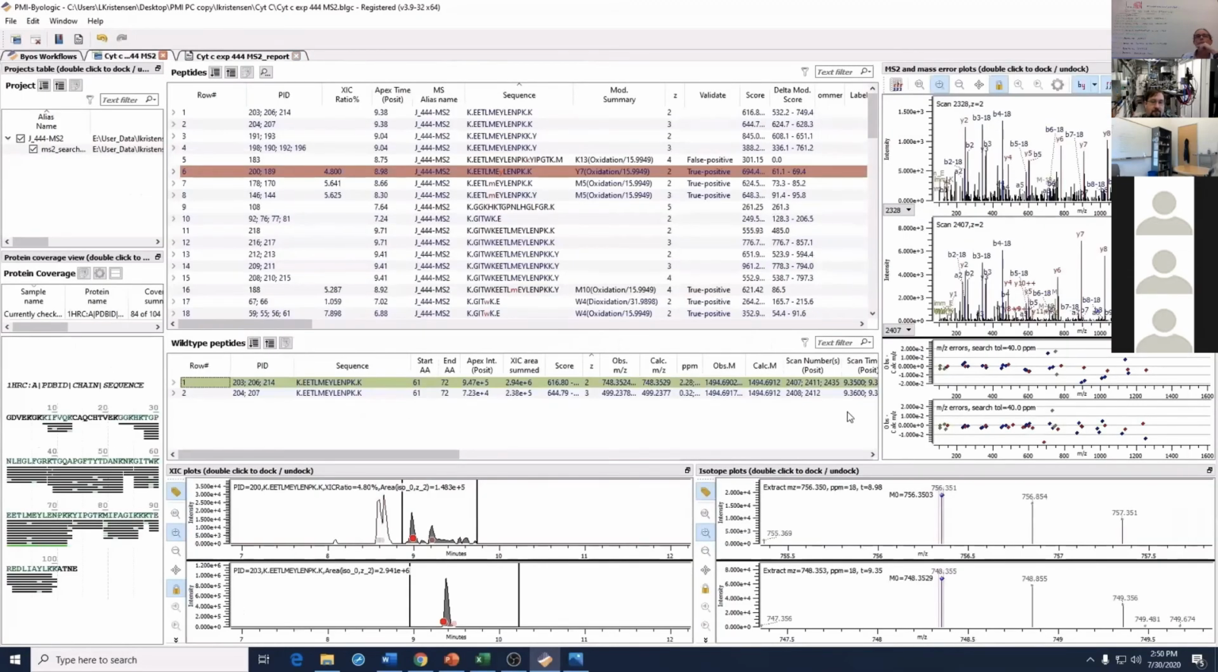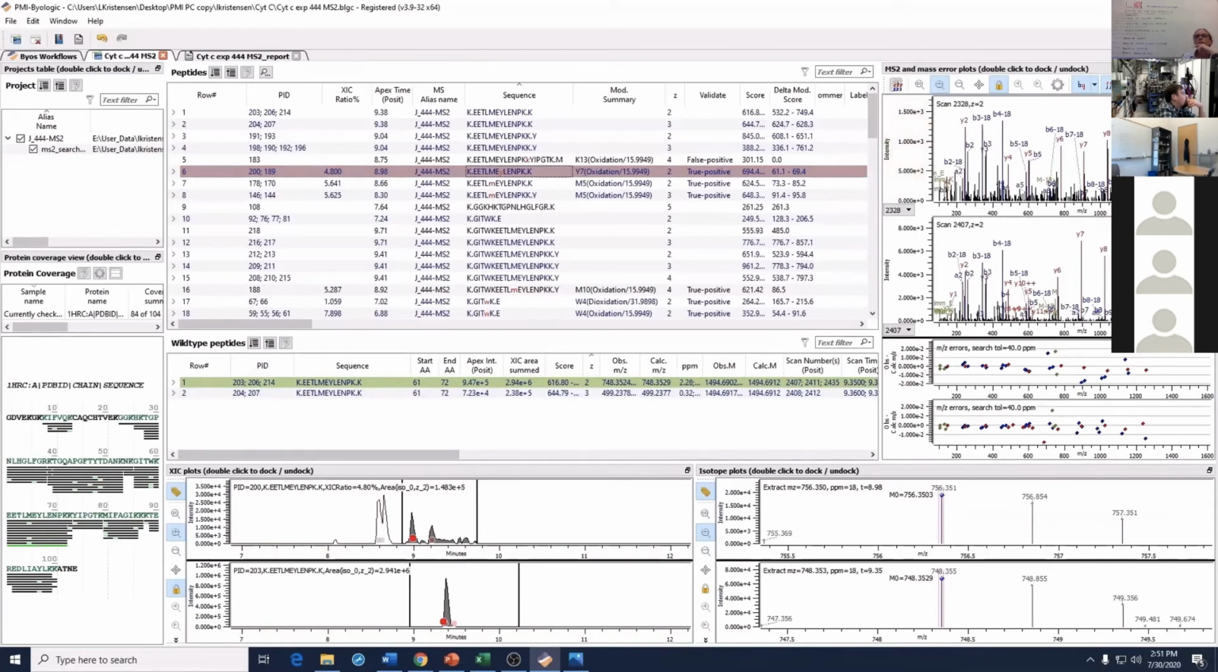In the peptides table of the project, we have access to all the peptides identified from the MS data, both native and modified peptides. When you select a peptide with a modification, you will see the associated native peptide down here in the wild type peptides table. And further down, we have the extracted ion chromatogram plots. The top panel shows the XIC for the modified peptide, and the bottom panel shows the XIC for the native peptide.